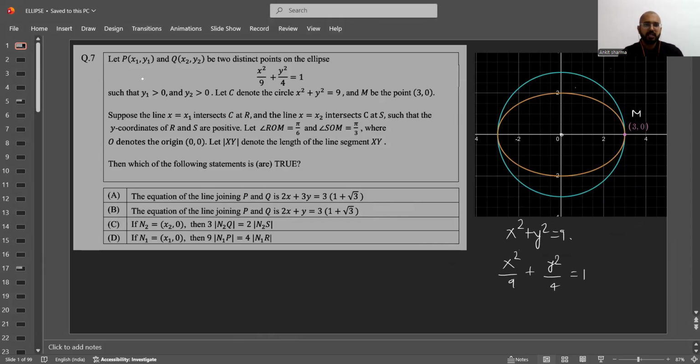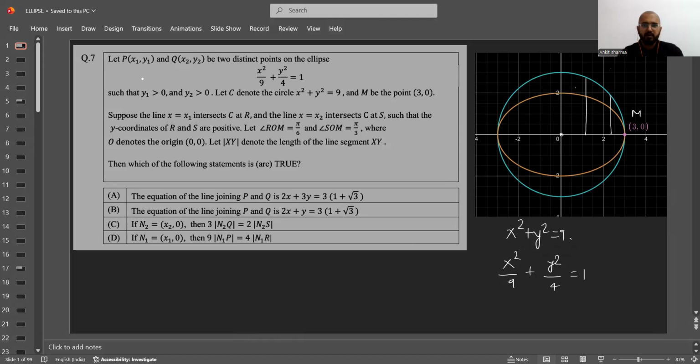Now what they have given, suppose the line x is equal to x1 intersects C at R. So there is some line x is equal to x1. We can just draw it here somewhere. This is my line x is equal to x1, and this intersects C at R, and then x is equal to x2. So there are basically two lines, and they are intersecting the circle and ellipse both, such that the y coordinates of R and S are positive. That means we have to take it on the upper half plane. And angle ROM is pi over 6.